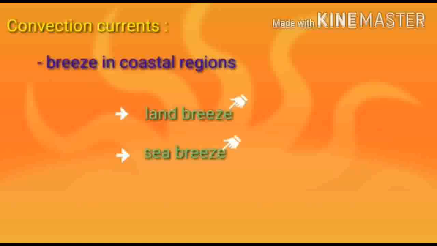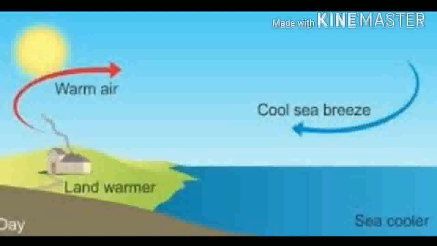During the daytime, does the land heat up faster or the sea? We know that during the day, the land heats up faster than the sea. We have already seen that when molecules get heated, they become lighter and move upwards. The same process occurs here. When the land heats up, the air above the land becomes warmer and rises upwards. At the same time, there is cool air above the sea.